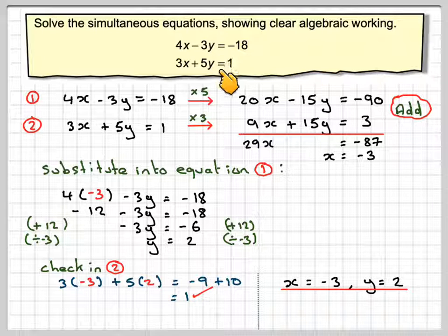If we draw graphs of these two things, then the coordinates or the point of intersection will be minus 3, 2. I hope this has been a video to show you how to solve simultaneous linear equations. I hope you've understood, and I thank you very much for watching.